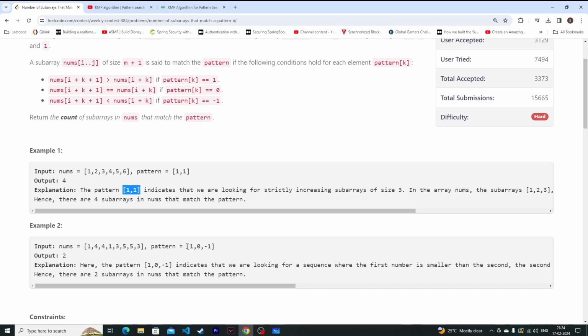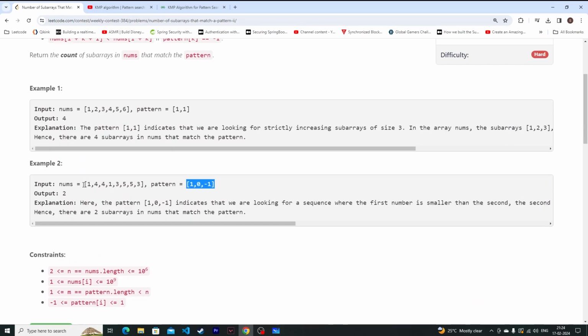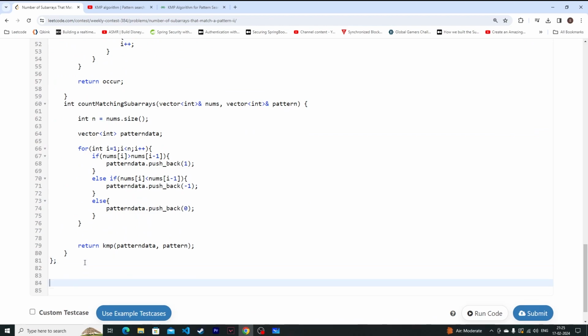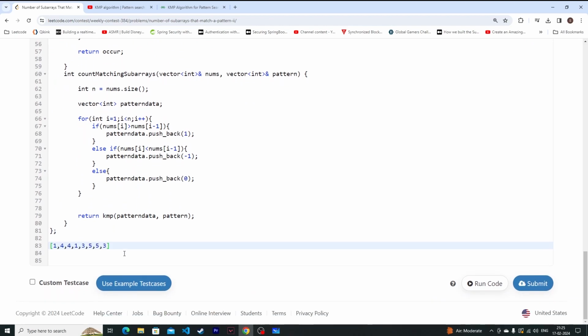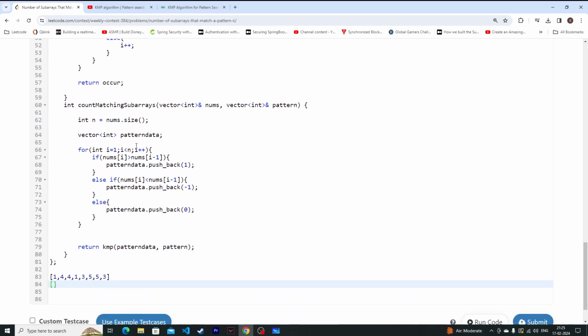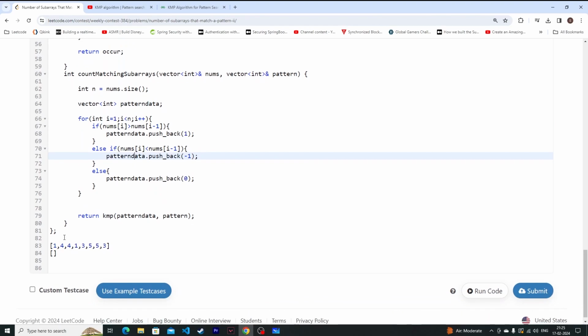And similarly, if the pattern is 1 0, okay, I'll just explain this to you how this works. So suppose this is your number, 1 4 4 1 3 5 5 3. So you would start iterating and you would create basically a pattern data. So how the pattern data works is, 1 is smaller than 4, so that means it's an increasing format, so here you will get a 1. Again, the numbers are equal, so here you would get a 0. It's in decreasing order, 4 and 1, you would get a minus 1.